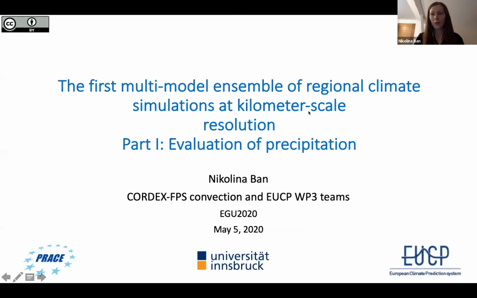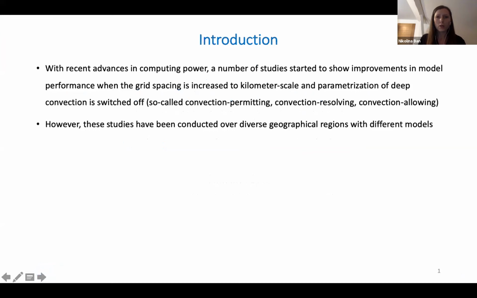Hello to everybody. So I will talk about part 1, evaluation of precipitation, but there is also part 2, which is about projections of precipitation at this kilometer scale resolution, and this will be presented by Emanuela in another session at EGU. I didn't list all co-authors here because the list is quite long, but I will acknowledge them at the end.